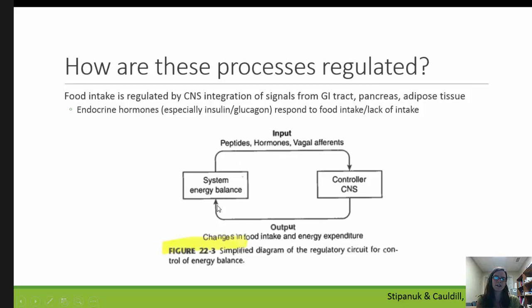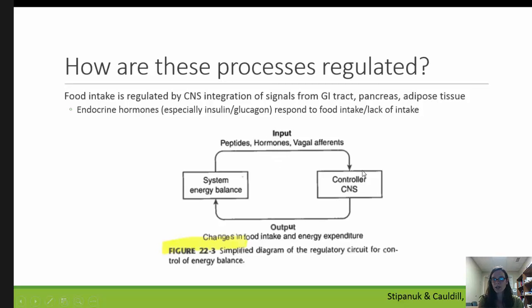So here we have our system energy balance. So let's say we're in negative energy balance. I haven't eaten since breakfast, it's dinner time, I skipped lunch, I was really busy. Okay, so as we might recall, when we're in negative energy balance, what's one of the hormones that's going to predominate in our body? Glucagon, right? So that's our hormone. So our system is in negative energy balance. So our pancreas secretes hormones.